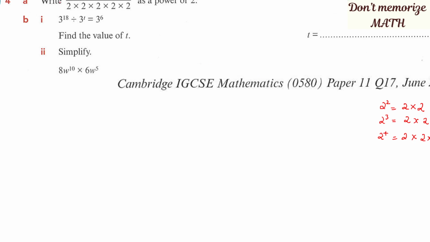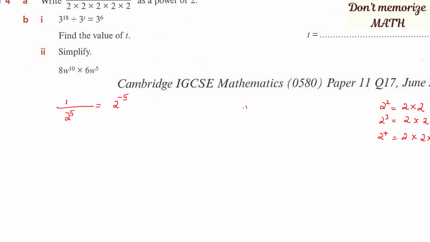Write 1 over 2 times 2 times 2 times 2 times 2 as a power of 2. So we will write 1 over, how many 2's are there? 1, 2, 3, 4, 5. So we can write this as 1 over 2 raised to 5. If you are moving indices to the numerator or denominator, what happens to the power? If it is positive, it will become negative. If it is negative, it will become positive. So 1 over 2 power 5 will become 2 power minus 5.